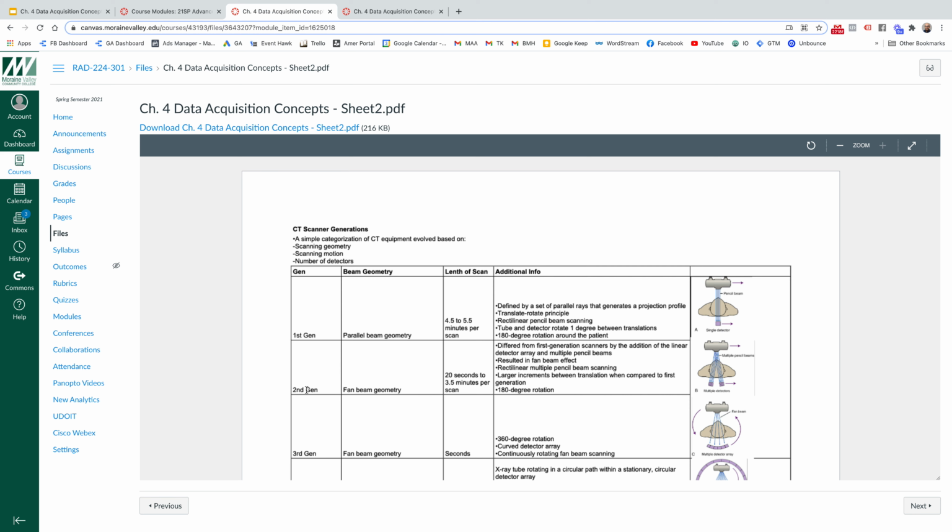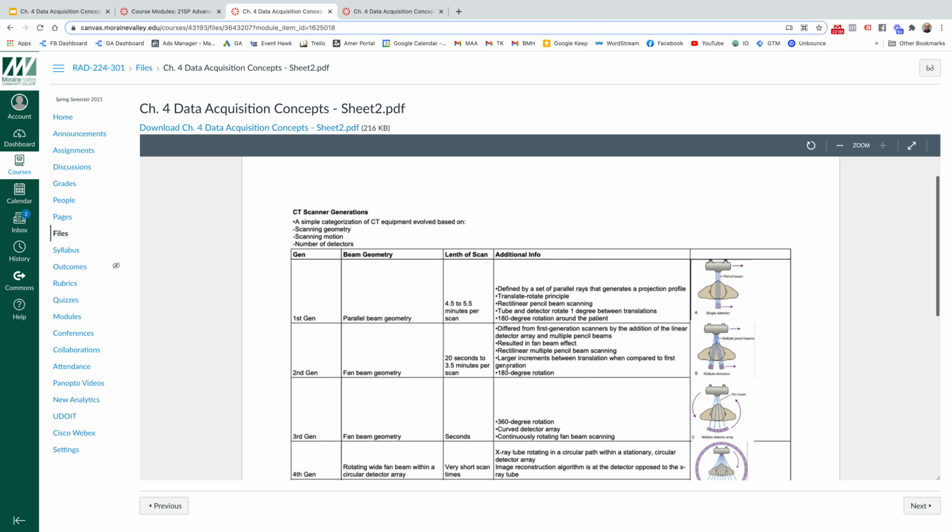Fan beam geometry was second generation, 20 seconds to 3.5 minutes. That's how long the scan takes. It differed from the first generation because they had the addition of the linear detector array and multiple pencil beams. Because of the way that the beams were moving, it became kind of like a fan effect, okay? So that's why it's called fan beam geometry. Here it was just pencil beam, up and down like a pencil. Now it's more like a fan, like an upside down V.